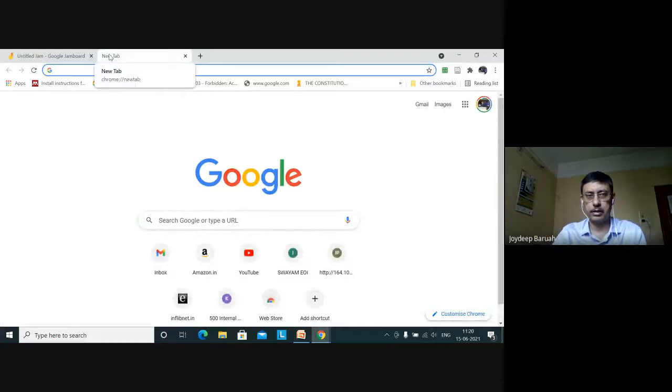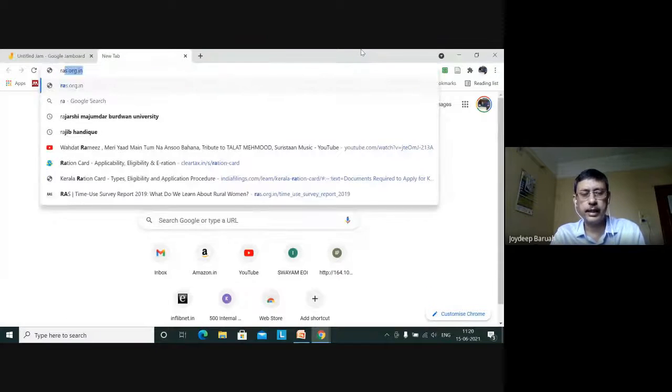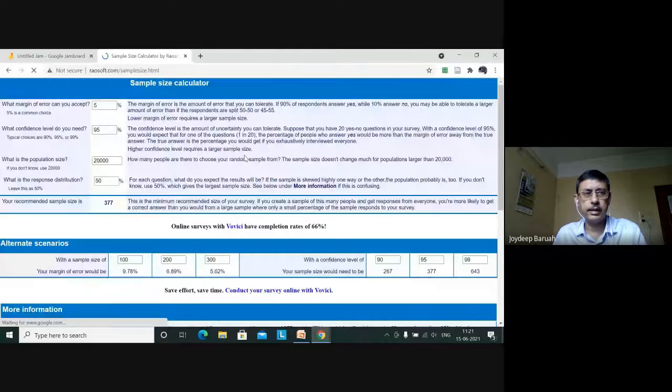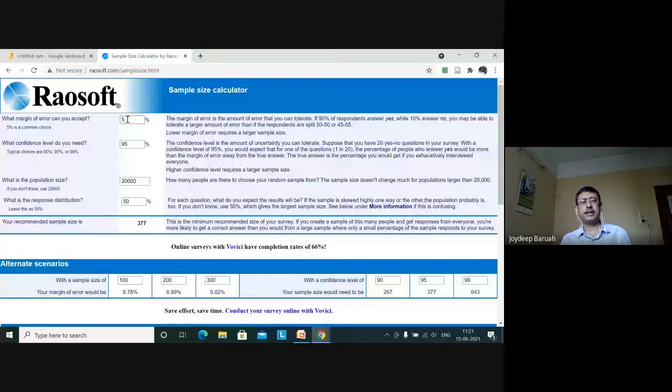How do you use this idea? Suppose we use any sample size software, let me use Raosoft. It will ask you certain things, like what is the margin of error, that is, the plus minus error you are thinking about, so your results will be interpreted in terms of that. I take this as 5, so plus minus 5%, which means 0.05. And then confidence level 95%.